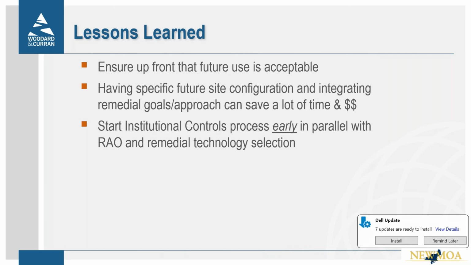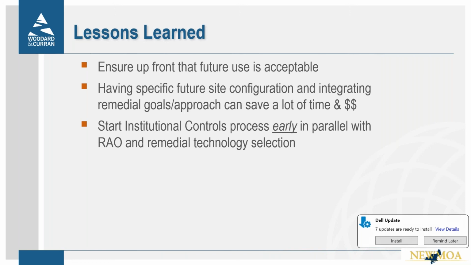I have an example where something as simple as a capped and access limited area of historic contamination crossed a drainage easement from a municipality. And the municipality just couldn't figure out a way of allowing that. They couldn't subordinate that. They just couldn't wrap their mind around it.